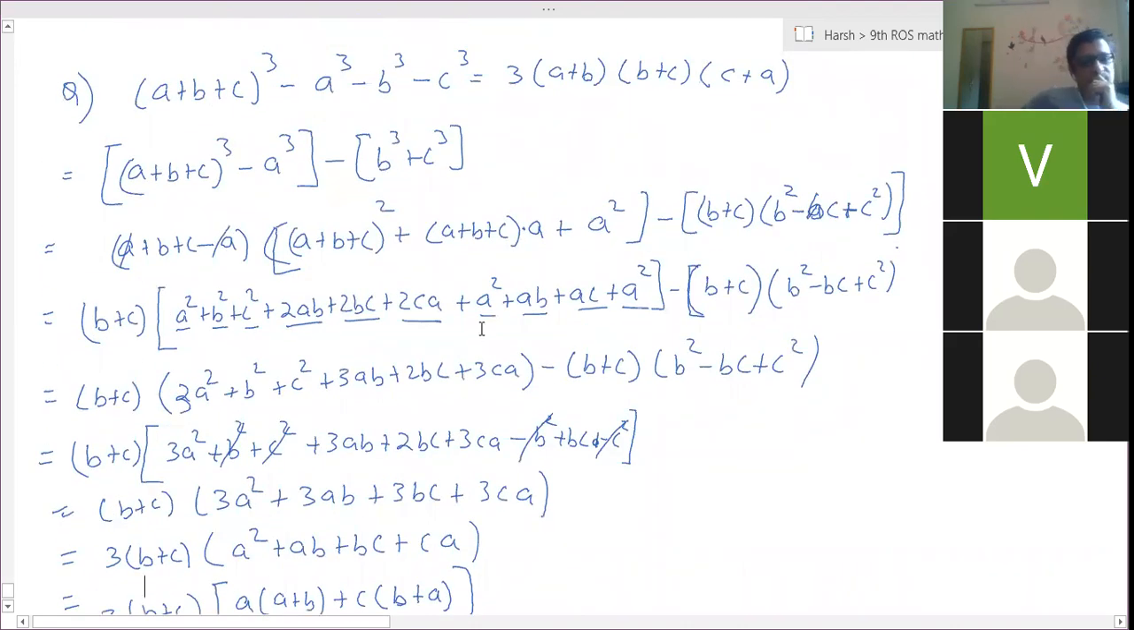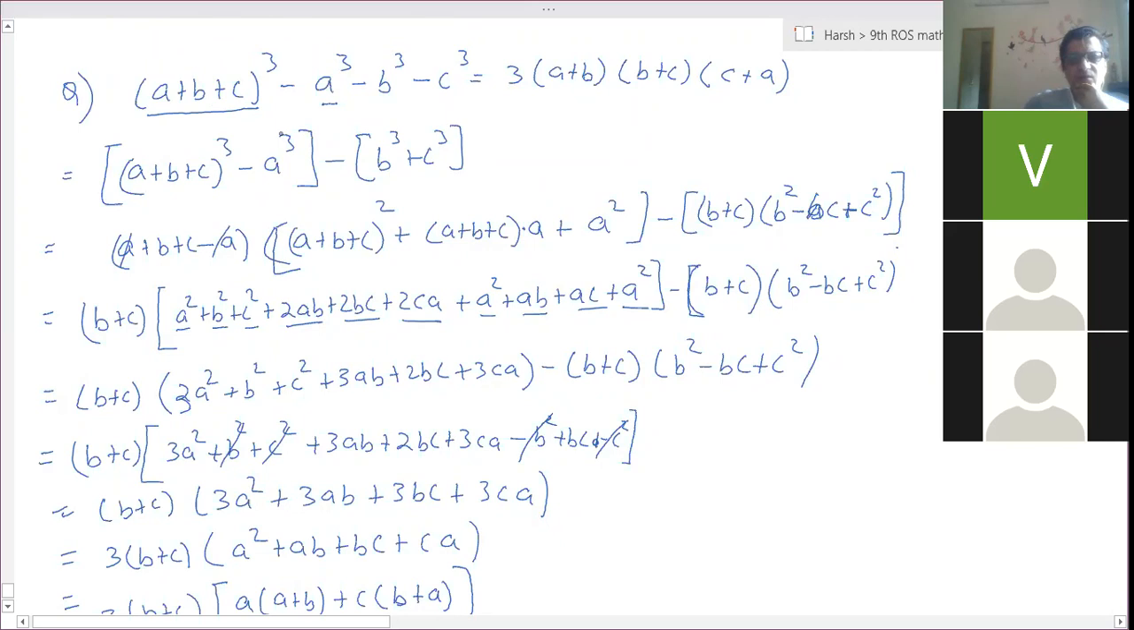Sir, if you don't mind, can I ask something? Yes, please. Sir, in this one step, b plus c into b square minus bc plus c square, I understood how we got it. She has taken this as one term, this as another term, and combined it. I got that, sir. The next step, I'm not understanding why. The a cube minus b cube formula is what?